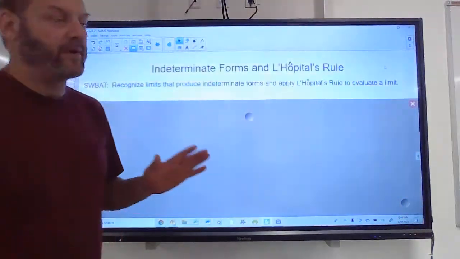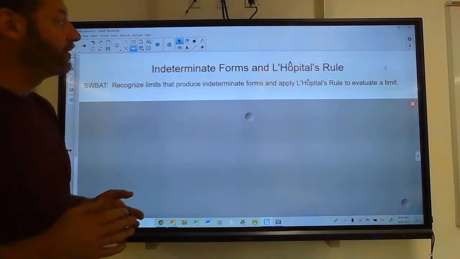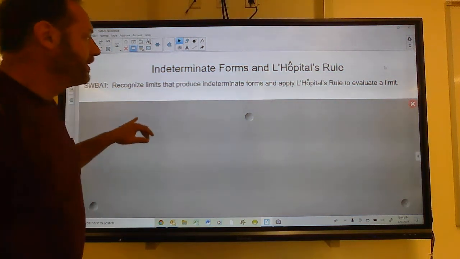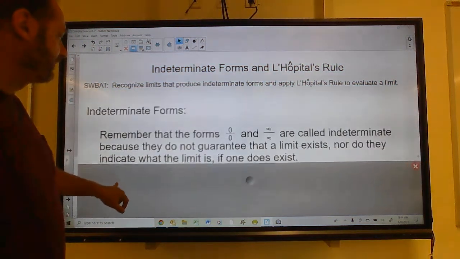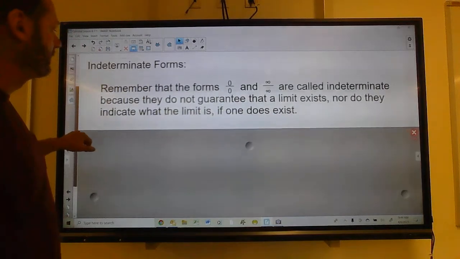Hey guys, today we're going to talk about indeterminate forms and L'Hopital's rule. Okay, so indeterminate forms. We talked about this before.